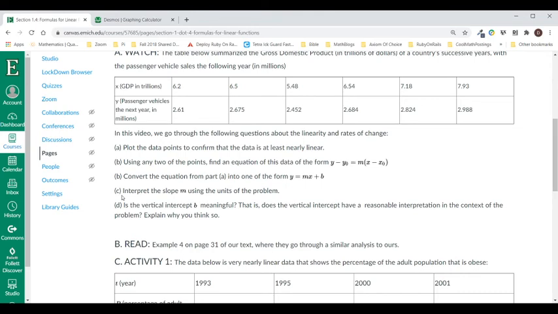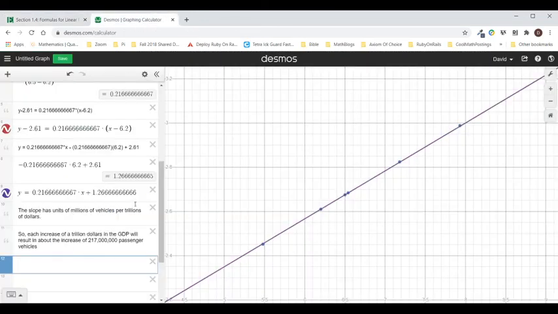Finally, it says, is the vertical intercept b meaningful? Well, what would b mean here? It means when the gross domestic product is 0. If the gross domestic product is 0, no one has any money, no one's making any money, so no, it's not.